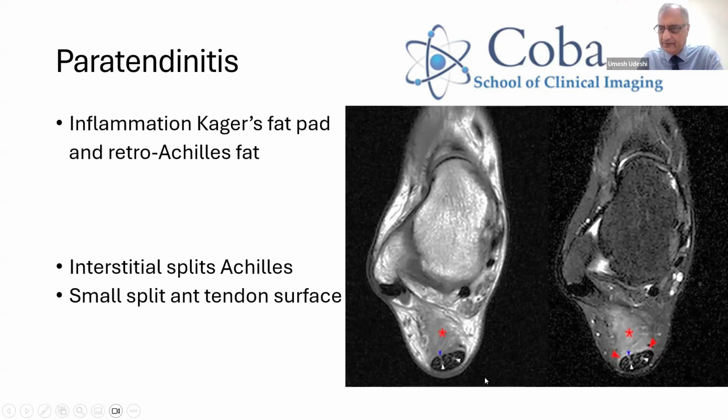And just by the way, these 2 images do show some interstitial splits in the tendon as well, these little high signal areas, because it should be uniformly black. And there's a small split here in the anterior surface of the tendon. This is a proton density fat suppressed image, and this is a T2 image on the left.